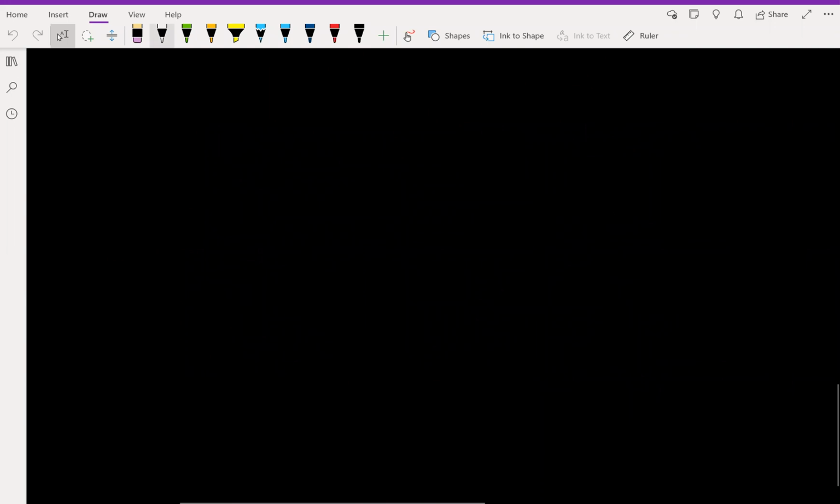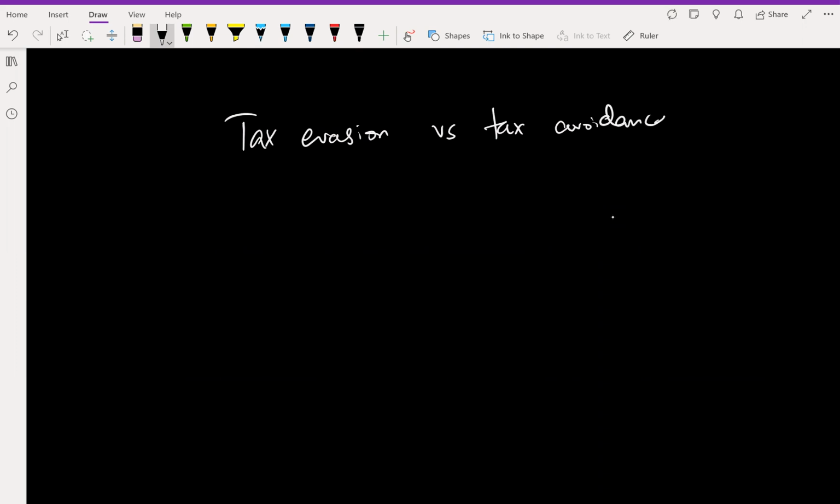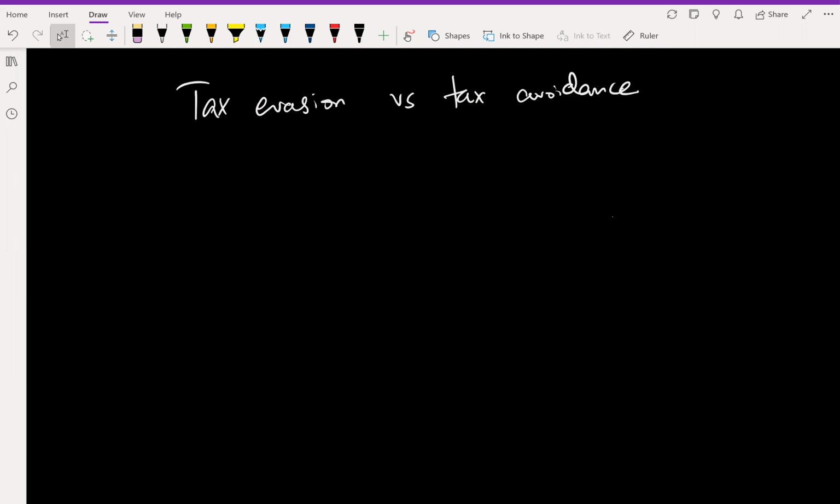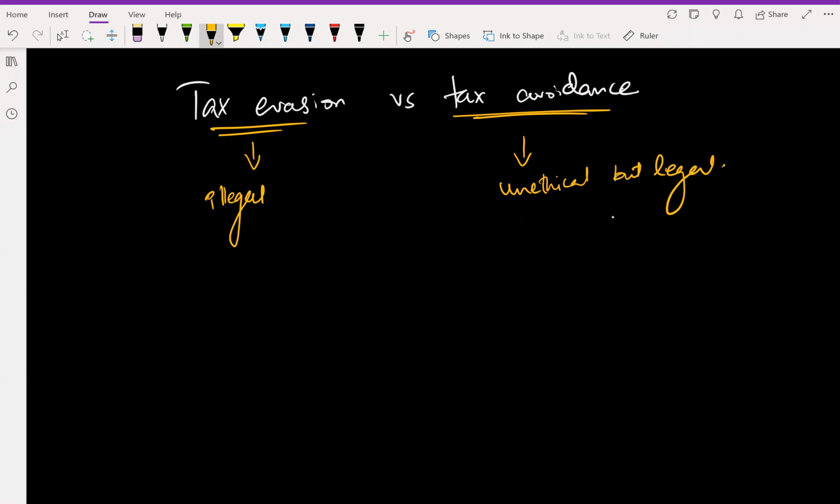Number one, what is tax evasion versus tax avoidance? That is what we have to discuss: tax evasion versus tax avoidance. Now, tax evasion, let me just tell you first, this is illegal, and this is unethical but legal. Now I'll explain this through an example.